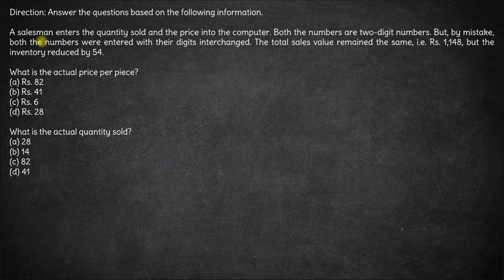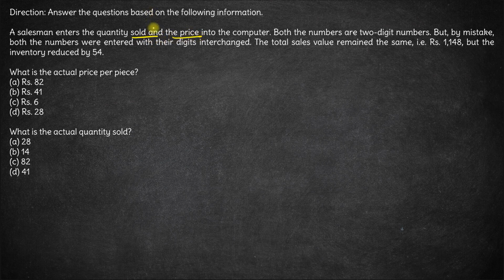Hi, here we have a salesman who enters the quantity sold and the price into the computer. Both the numbers are two-digit numbers, but by mistake both the numbers were entered with their digits interchanged. The total sales value remained the same, that is 1148, but the inventory reduced by 54. Now this is important. The inventory reduced by 54 and we are entering sales quantity and the sales price.